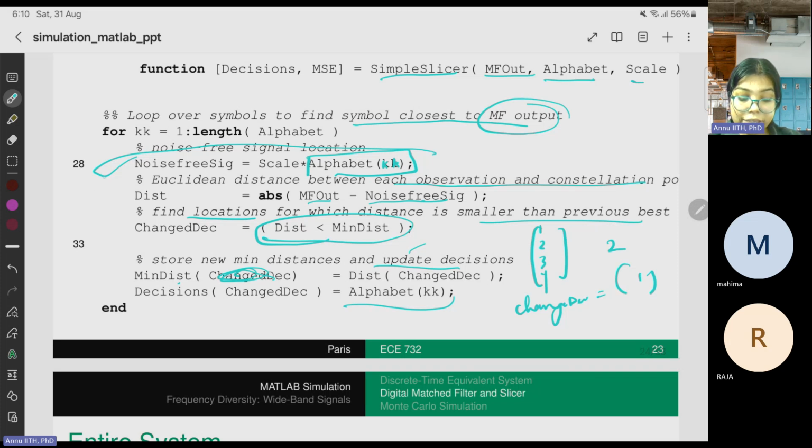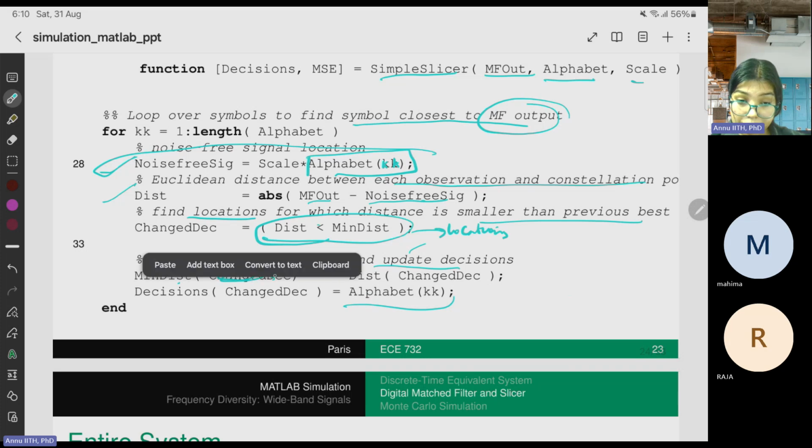At every point, we first calculate the noise-free signal. Then we calculate the distance. Then we find the locations for which the distance is smaller than the best. Once we find the locations, we store the minimum distance and update the decisions. So the minimum distance will be updated for the change dec locations, and the decision for change dec will again be the alphabet kk.